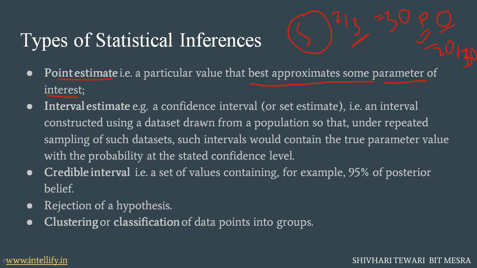Now, what is the interval estimate? The interval estimate, for example a confidence interval, is an interval constructed using a data set drawn from a population, so that under repeated sampling of such data sets, such intervals would contain the true parameter value with probability at the stated confidence level. It is used for a given interval, like the average. In our previous video we discussed that the average income of a family in the Philippines is 36,000 PHP.